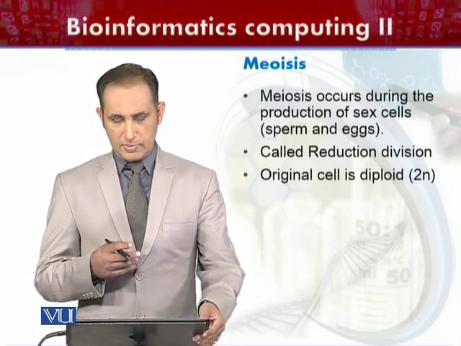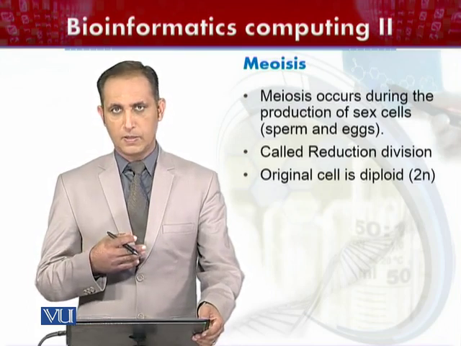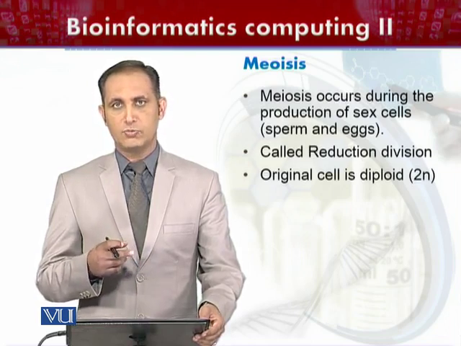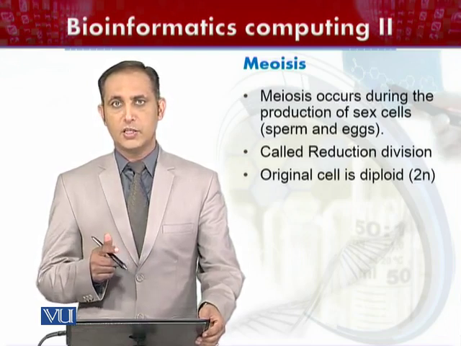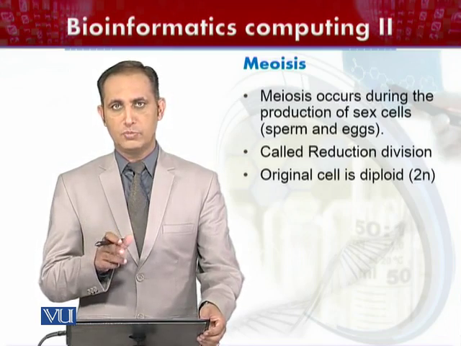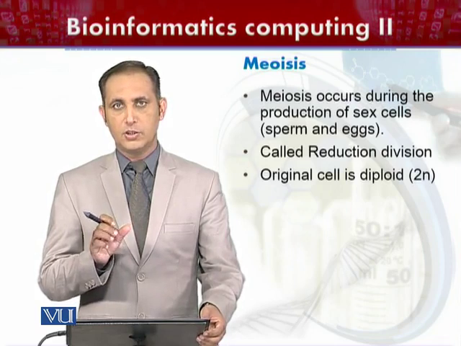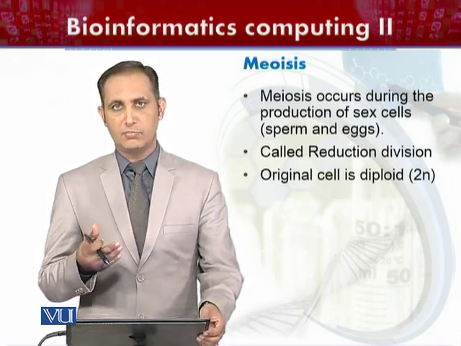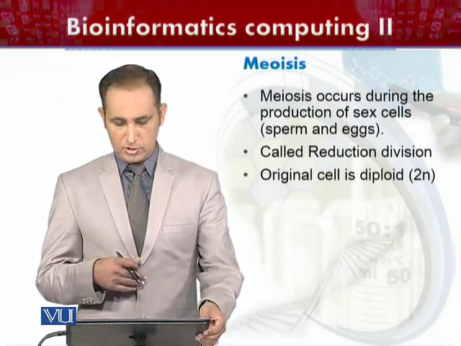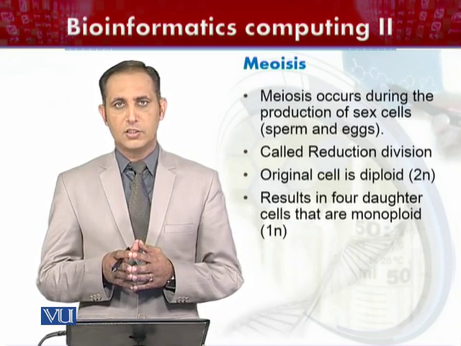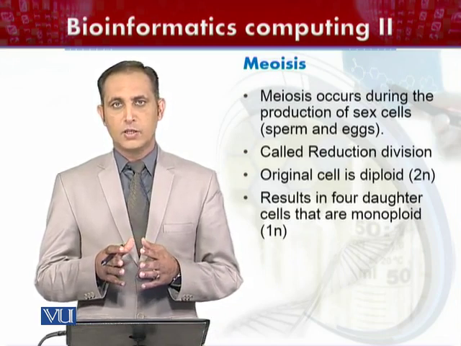The original cells are diploid, having a 2n number of chromosomes. N represents the number of genomes. N is for one set of genome, so 2n means the organism has 2 sets of the same genome. Some organisms may be 4n, maybe 8n, or so on. And thus, meiosis results in the production of 4 haploid cells.